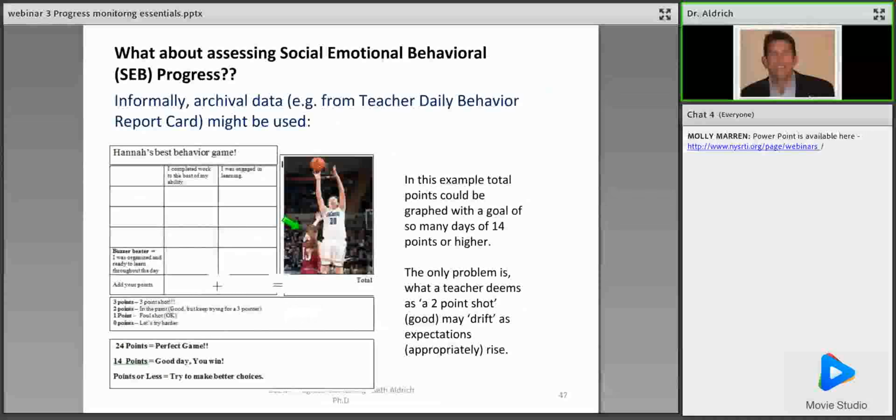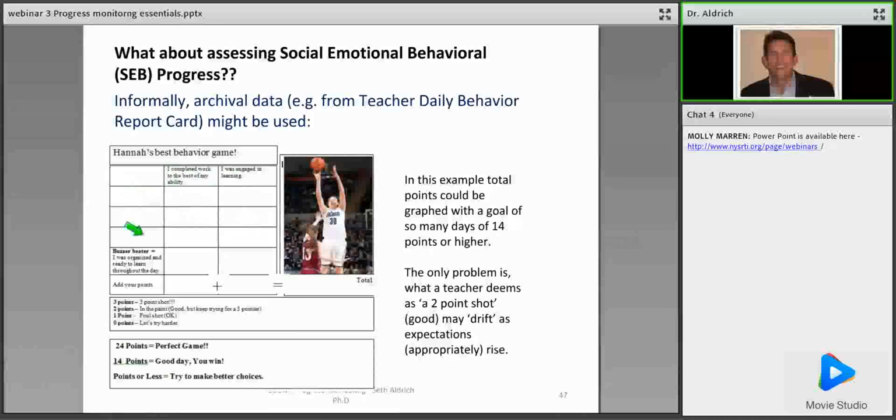And we've gone through this. I do want to very briefly, in the next couple of minutes, talk about social, emotional, and behavioral progress monitoring. This is an example of a teacher behavior report card where we pick 2 behaviors that we're going to try to reinforce for the student, which keeps them accountable.